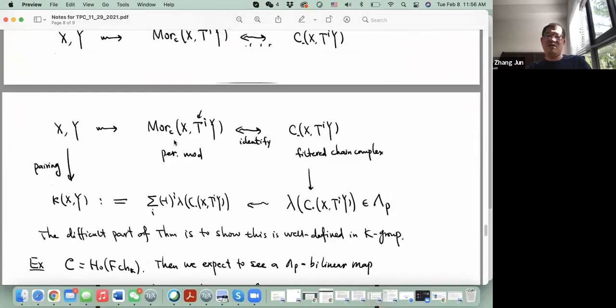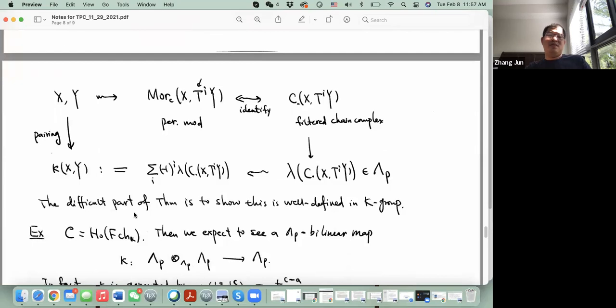So again, you see two objects, consider the morphism set with the translation of y. You transfer to a filtered chain complex, you pass to an object in the Novikov polynomial, and you sum things up by this alternating sum. It depends on which transition you have. And this is how we define the pairing. To some extent, it's very similar to the classic Euler pairing, but here it happens in the filtered version. So given two objects, you eventually get some polynomial.